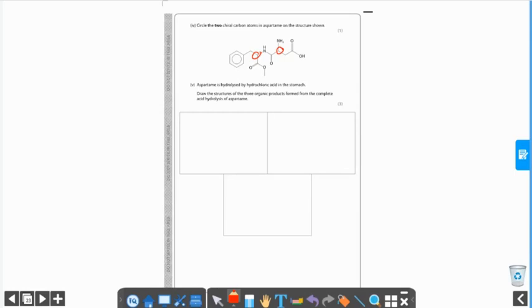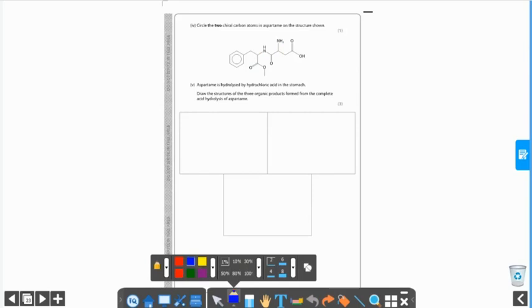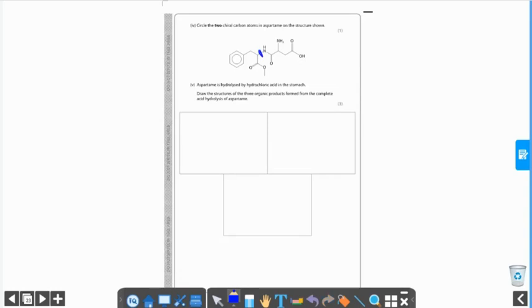Aspartame is hydrolyzed by hydrochloric acid in the stomach. So when you hydrolyze the amide linkage, you get the original carboxylic acid and the original amino acids. Give the structure of 3 organic products formed from the complete hydrolysis of aspartame. So you have to break the amide linkage. See, this is one amide linkage. Sorry, not that, this one. This is the ester linkage.